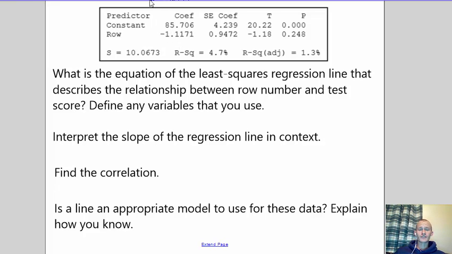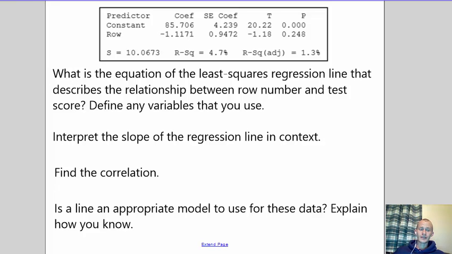To figure out our least squares regression line, we're going to look at that first column with numbers in it. This column over here is kind of like our heading. We have our constant and our row. Our constant, and we trace that over to coefficient, is 85.706. That is our y-intercept. That next row down says row. That is because that is our x. So when you look at our computer output, you look for x, and that is in this case our row number, and then we trace that over, and that gives us our slope, negative 1.1171.